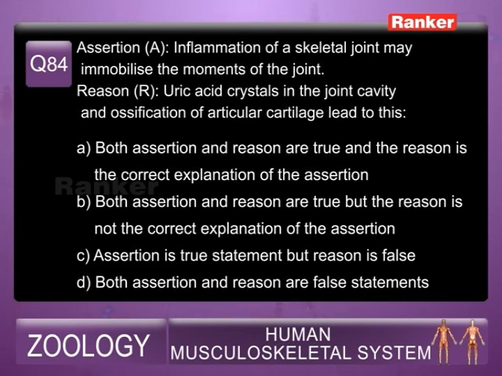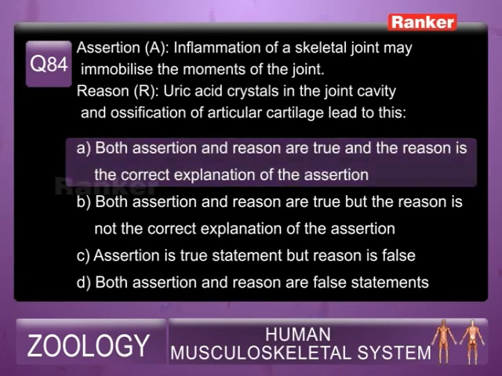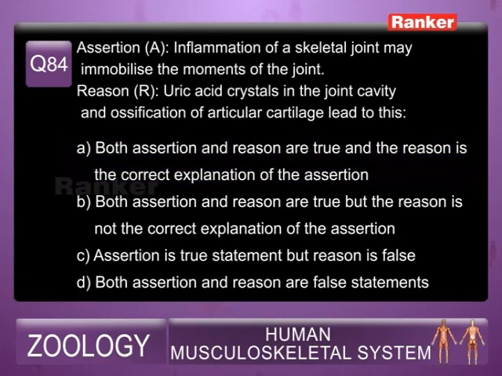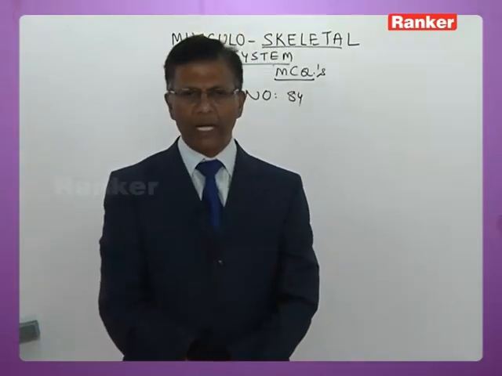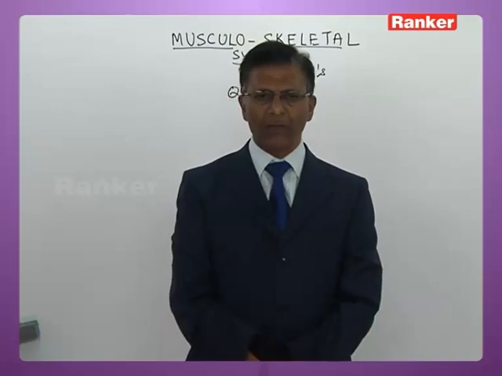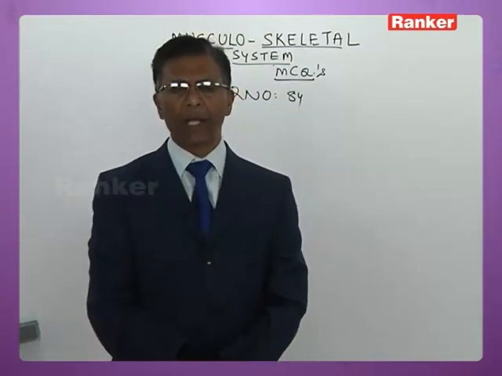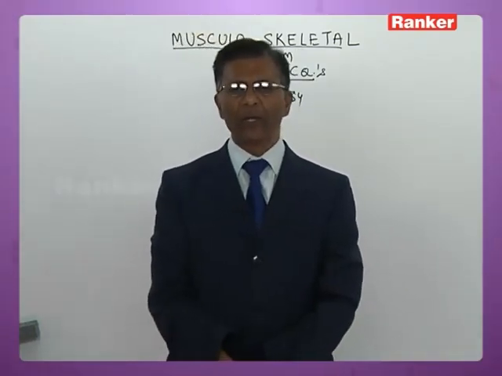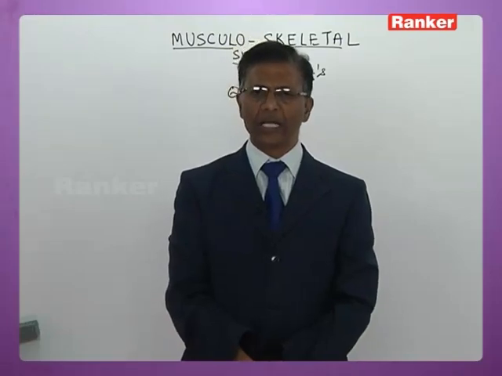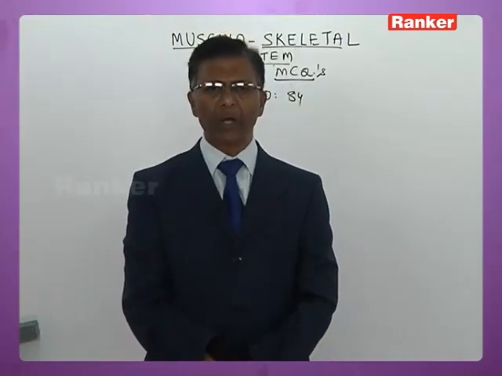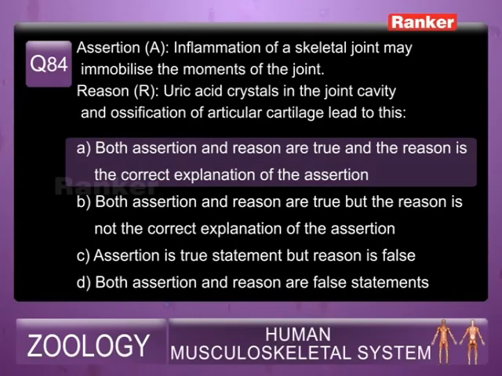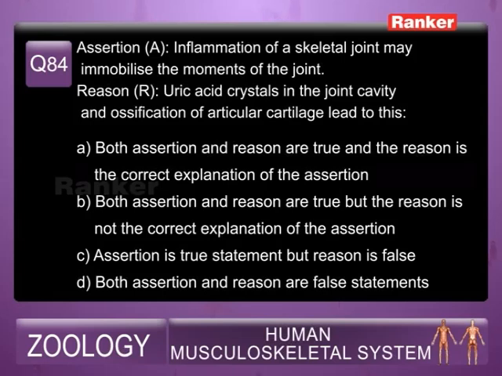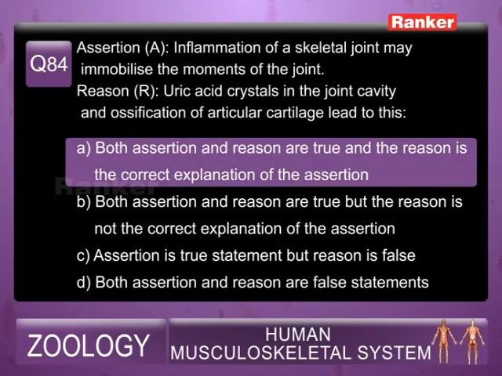So the correct answer here is A, because inflammation of the skeletal joint may immobilize it. When there is inflammation of the joint, it results in immobilization of the joint. That inflammation may be because of deposition of uric acid, or because of drying up of the synovial fluid. As given in the question, uric acid crystals also may cause immobilization of the joint. So both assertion and reason are true, and reason is the correct explanation. For the 84th question, the answer is A.